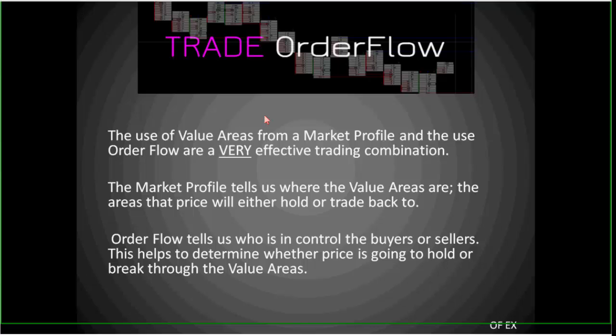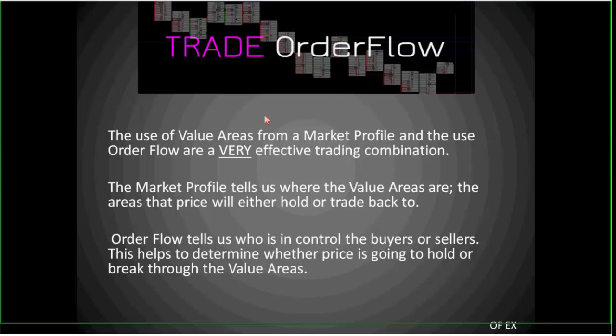And the reason is the market profile tells us where the value areas are, and these areas, as mentioned, are either going to hold, they're going to break out, or price is going to trade back to them. And order flow is going to tell us who's in control, the buyers or the sellers. So this is going to help us determine whether we're going to be trying to buy those breakouts or take it rolling over in those value areas.